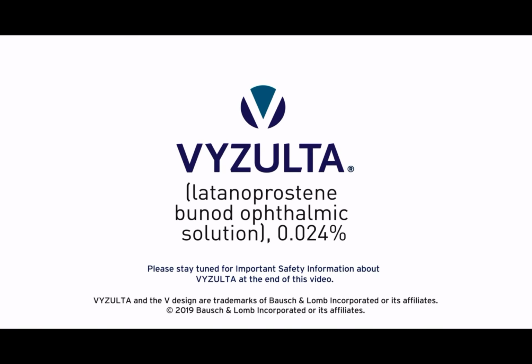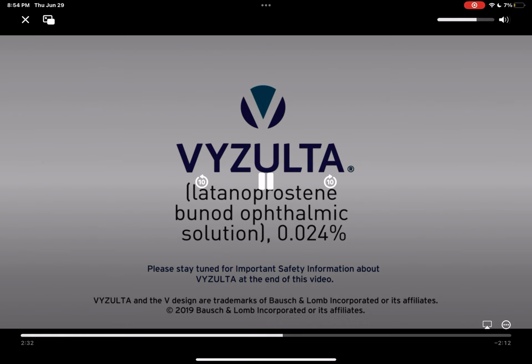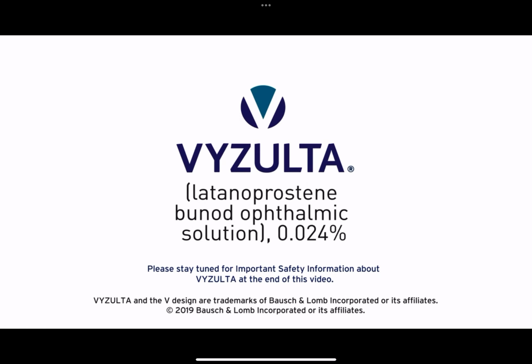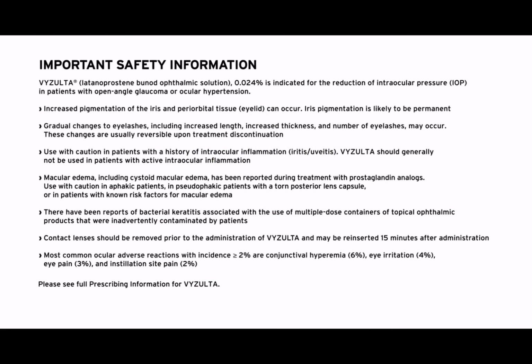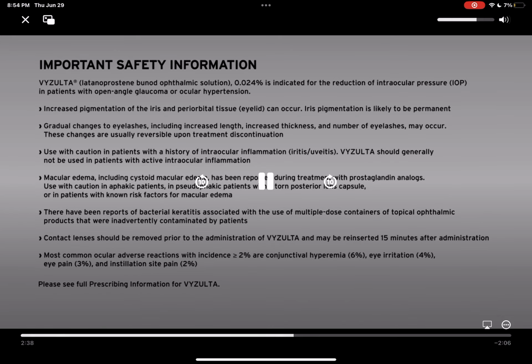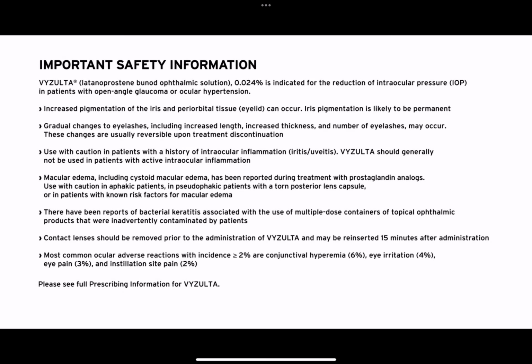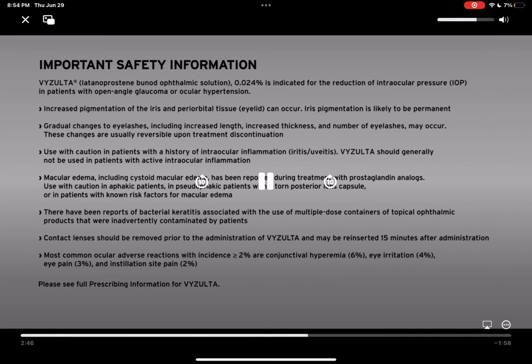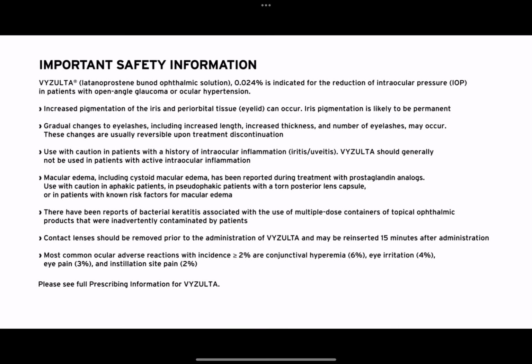Dual-action Vyzulta is the only nitric oxide-releasing agent that reduces IOP by targeting the uveoscleral pathway and the trabecular meshwork. Vyzulta, latanoprostene bunod ophthalmic solution, 0.024%, is indicated for the reduction of intraocular pressure in patients with open-angle glaucoma or ocular hypertension.